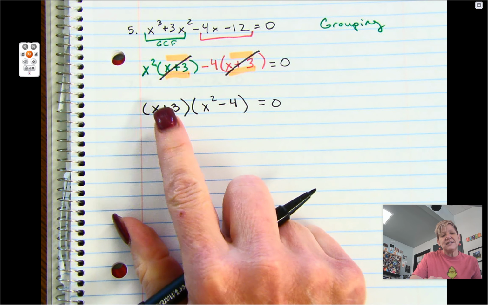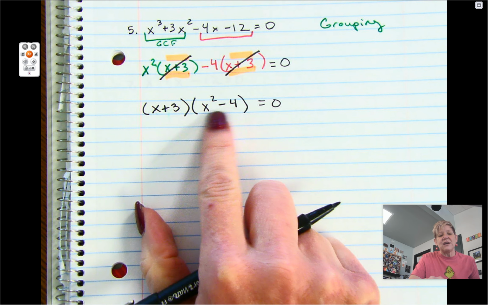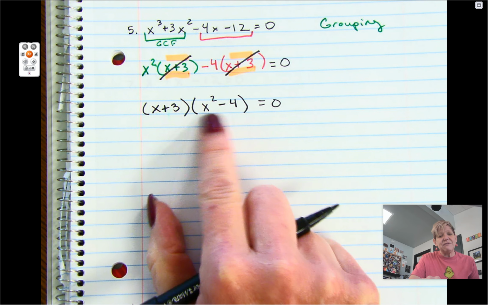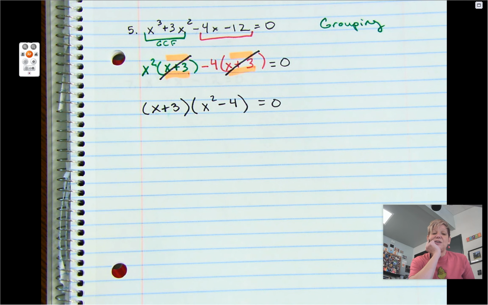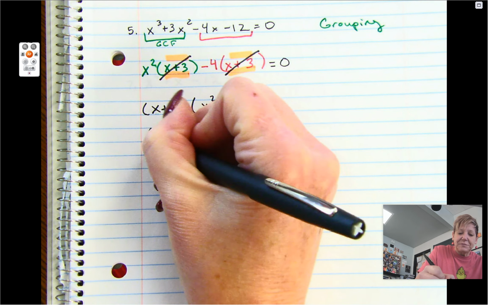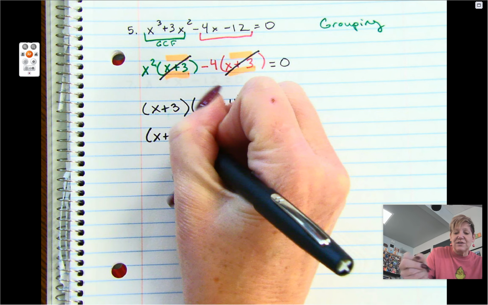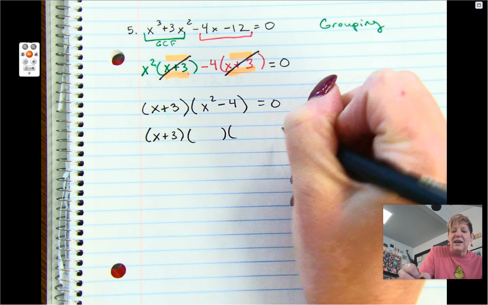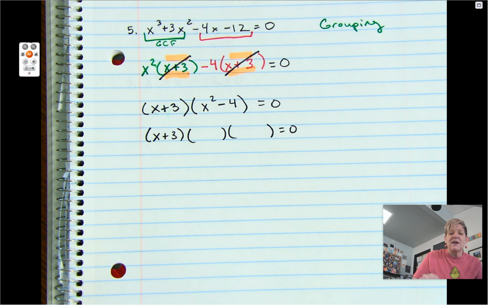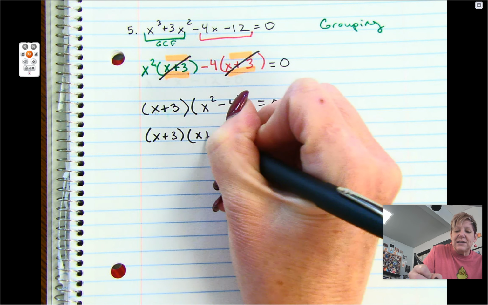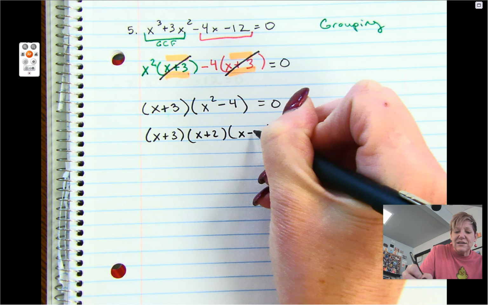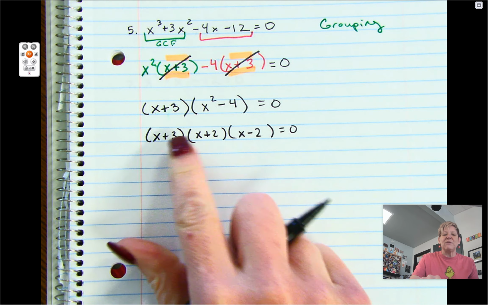We're going to look at this. This is a factor and can't be factored anymore. Can this be factored anymore? Is there anything you notice about it? You might notice that x squared is a perfect square and 4 is a perfect square. So you're going to get an x plus 2 and an x minus 2. And you have 3 factors.